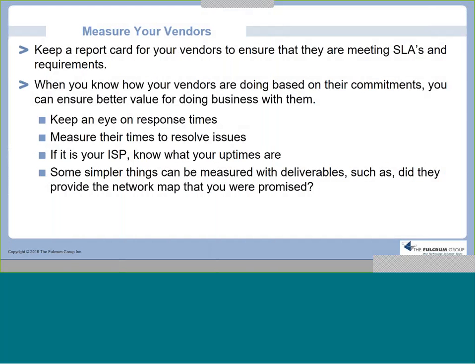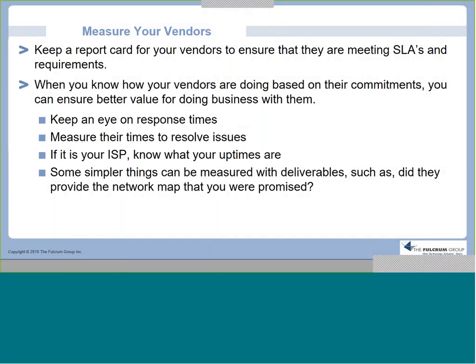Be sure to measure your vendors. Keep a report card. Keep them accountable. Make sure that they're delivering what they say they're going to deliver. Make sure you're keeping an eye on response times. Make sure you're measuring time to resolve. If it's your ISP, make sure you know what your uptimes are.